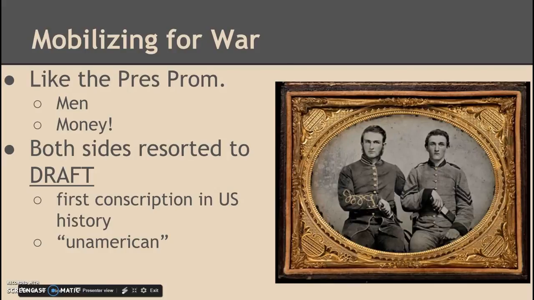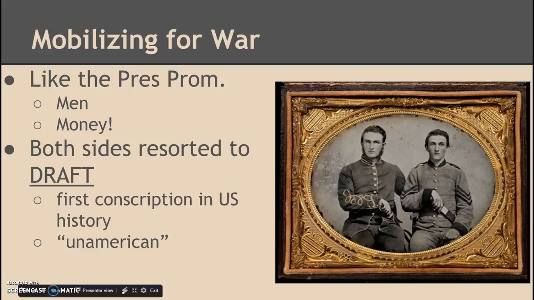Also, you know how you rarely get something right the first time you try it? The same thing here for the draft on both sides. In both the North and the South, the wealthier people had ways to get out of the draft, where the poorer people did not. In the North, a guy had to be a guy.